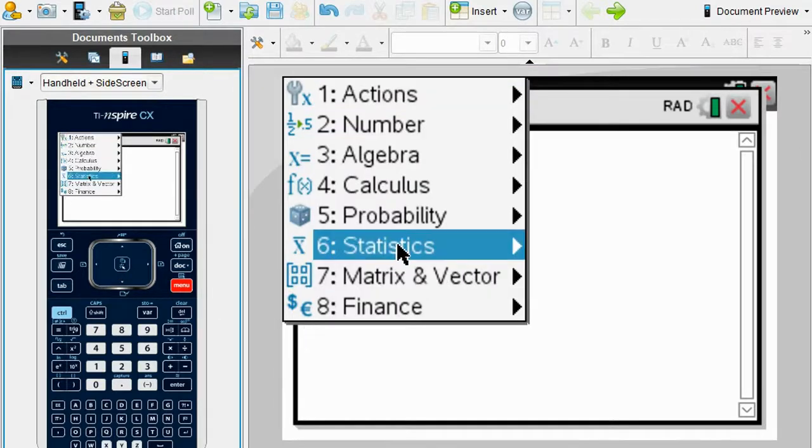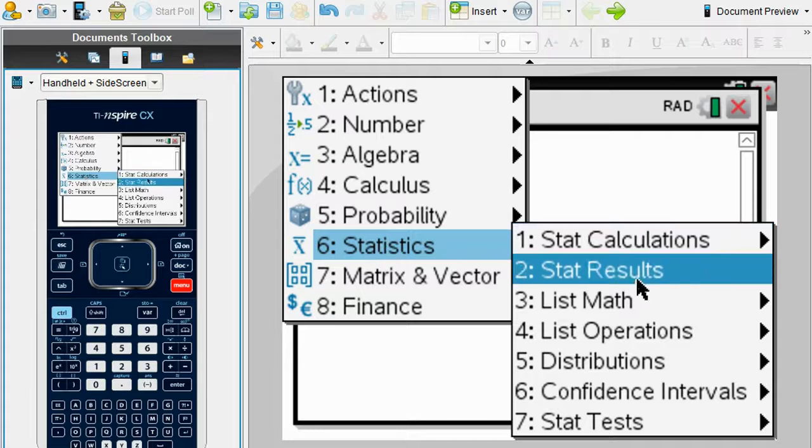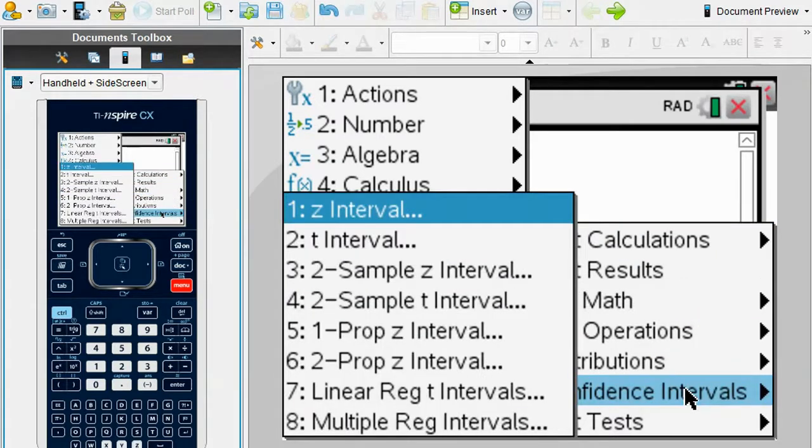Go to statistics. We're going to be doing the confidence interval. Our next lesson will be the test. But for now, go to menu, go to statistics, go to confidence interval. Okay, so here's the one you need to pick. Actually, it's called Z interval, your first one. It's called a Z interval.